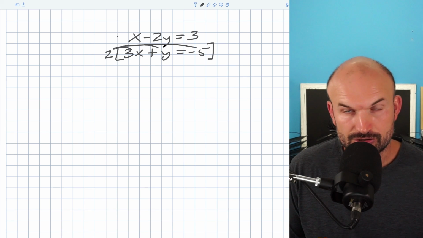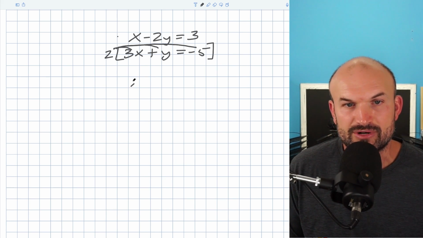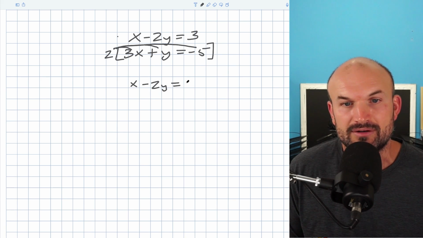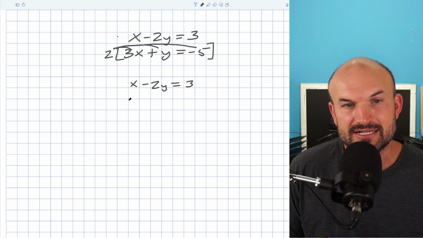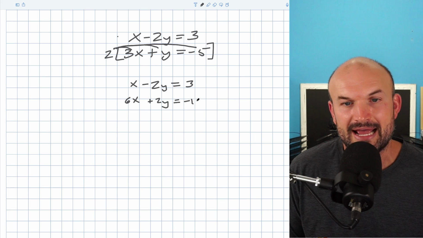I'm going to use the distributive property here, so I can now obtain a new equation. And I'm just going to rewrite everything out again so we can visually see what is happening. So 2 times 3x is going to be a 6x, a 2 times y is going to be a positive 2y, and a 2 times a negative 5 is going to be a negative 10.